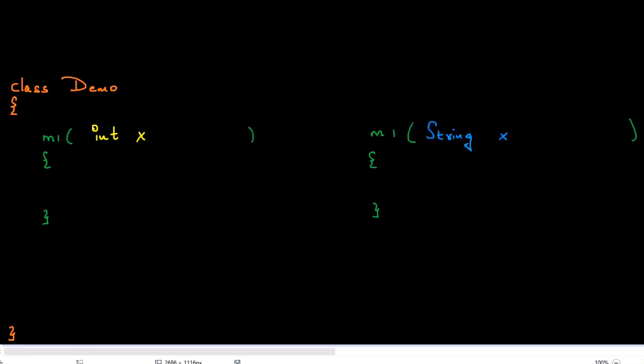Is this valid here? Okay, absolutely. How? In a class having multiple methods with the same name but difference in arguments. So how many arguments? 1. How many arguments? 1. So the number of arguments is the same. So the first rule is gone. If the number of arguments is the same, there should be a change in the data type.